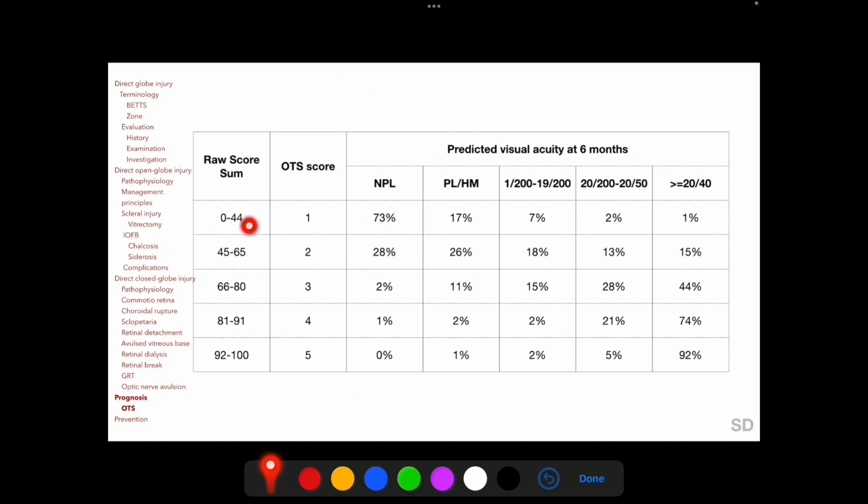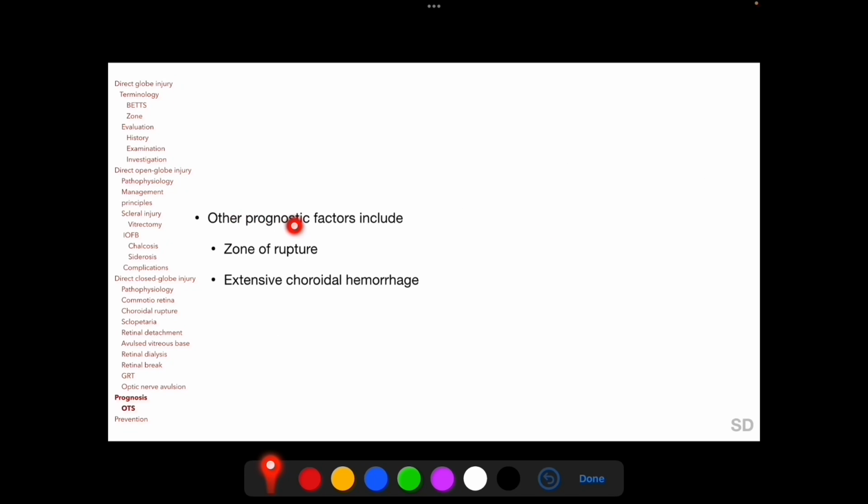The raw score sums can be graded into OTS scores, and for each OTS score, the probabilities of the visual acuity at 6 months following injury to lie within specified visual acuity ranges is given. Other prognostic factors which are not included in the OTS are the zone of rupture and extensive choroidal hemorrhage.